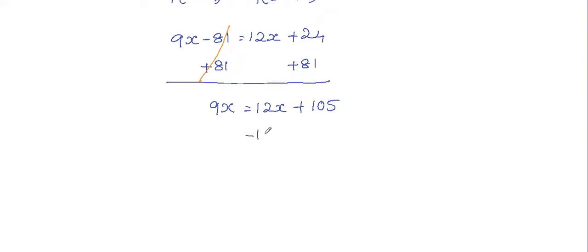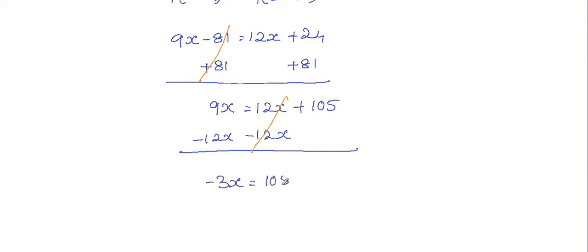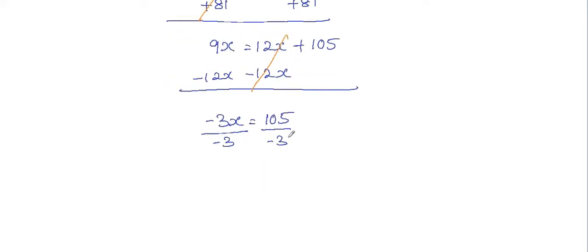Now subtract 12x on both sides and move x terms to the left hand side. If we subtract 12x on both sides, we'll get minus 3x equals 105, because 9x minus 12x is minus 3x. Now just divide by minus 3 on both sides and find the value of x.